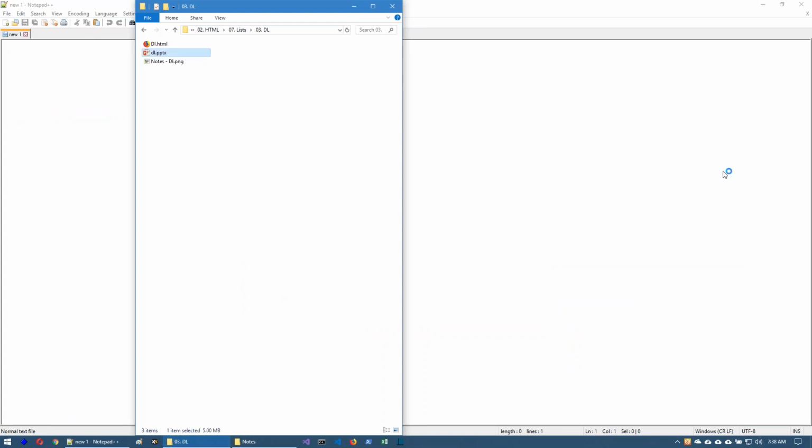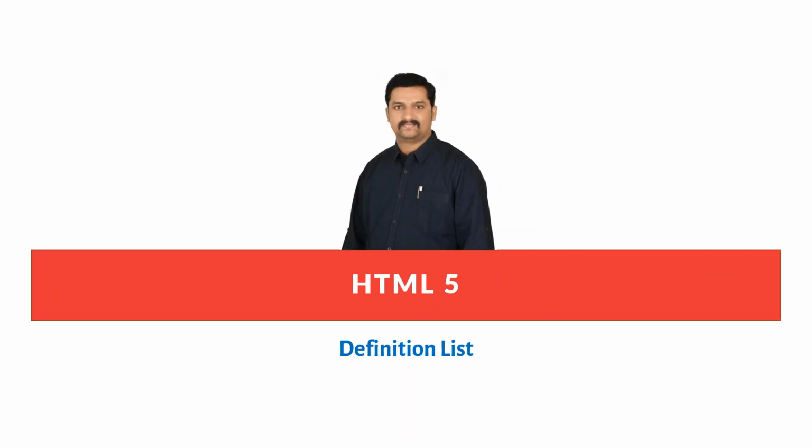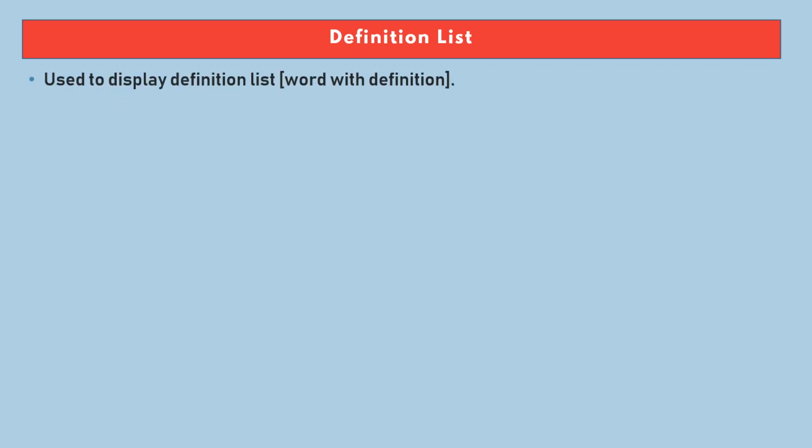DL, definition list. Okay, now the topic is definition list. Definition list means list of definitions. For anything we can provide some definition, right? For example, computer, we can provide some definition. Efficiency, we can provide some definition. Power, we can provide some definition. So for any word we can provide a definition.